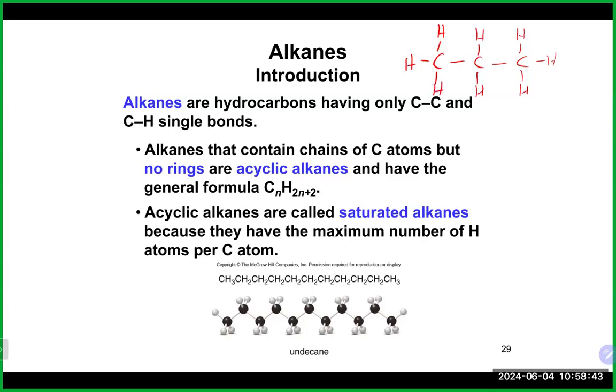So in this case, because they're all single bonded, the maximum number of hydrogens you could throw on there are 3 on the outside and 2 in the middle. And that is what is referred to as being a saturated hydrocarbon, for example. An unsaturated hydrocarbon, as we will see, basically means that you do not have the maximum number of hydrogens.